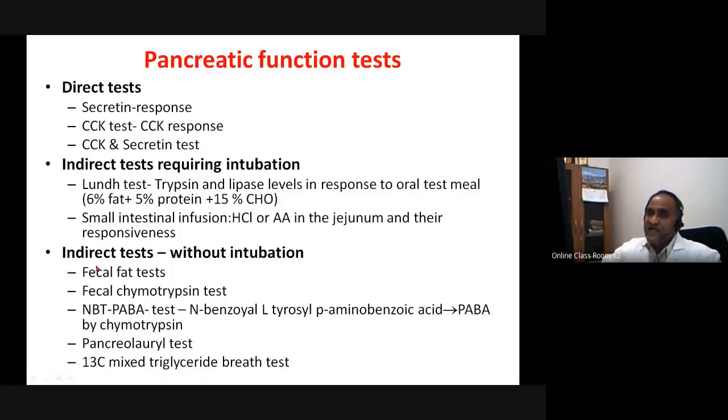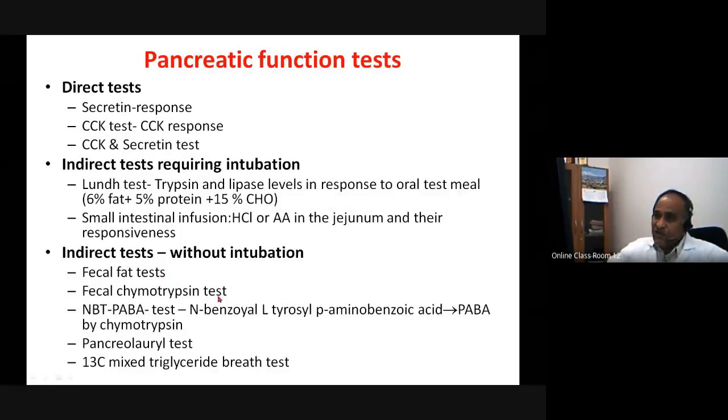And there are other indirect tests without intubation. One is to estimate the fecal fat content. So 24-hour fecal material is collected and the fat content is measured. If the fat content is more, that means the lipase activity is less. This is an indirect indication that does not speak on only one aspect of the pancreas, because it is also dependent upon the bile salts, which are also required. For that reason, the fecal fat test has its own limitation.